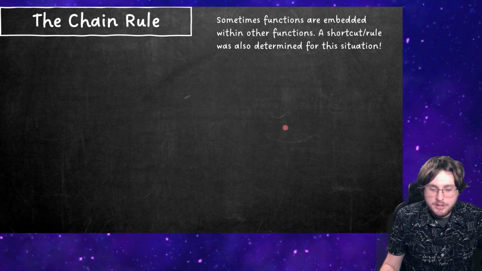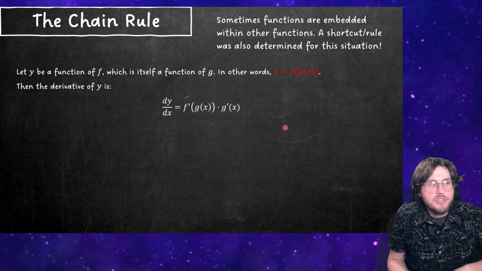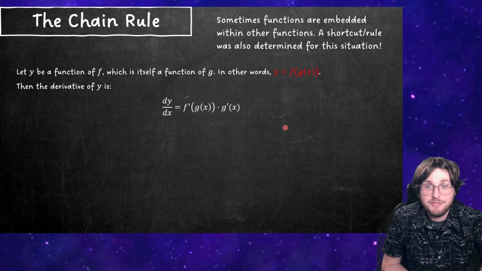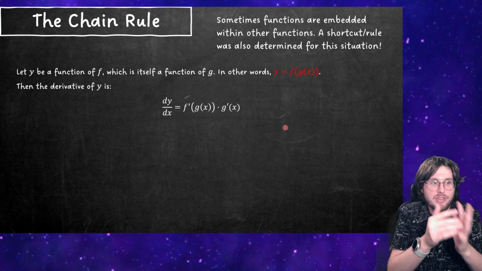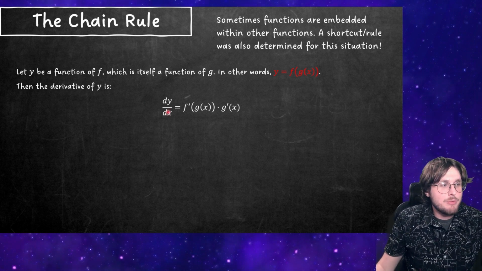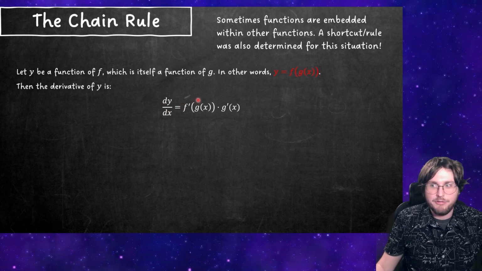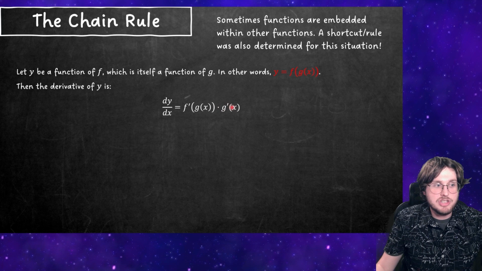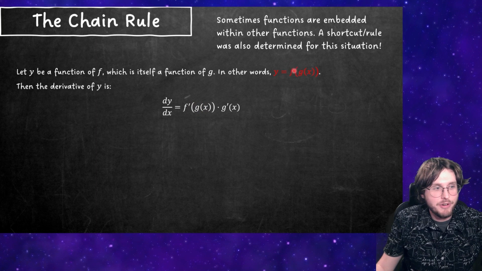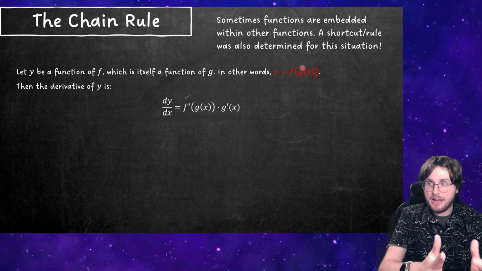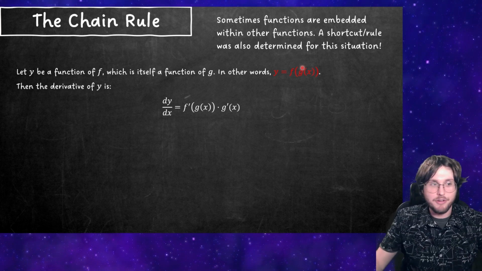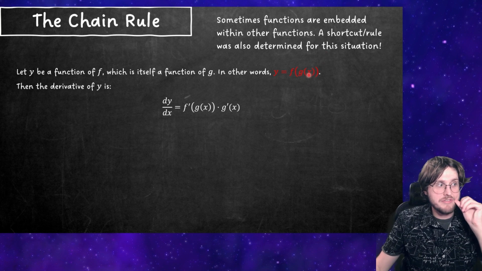So the chain rule is stated as, say we let y be a function of f, which itself is a function of g. So in other words, y equals f of g of x. Then the derivative of y is given by dy over dx equals f prime of g of x times g prime of x. So you take the derivative of the outermost function and still embed g of x within that one. And then you multiply that by just the derivative of the innermost function here, which is g of x.